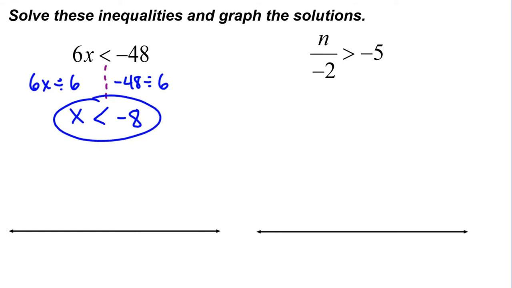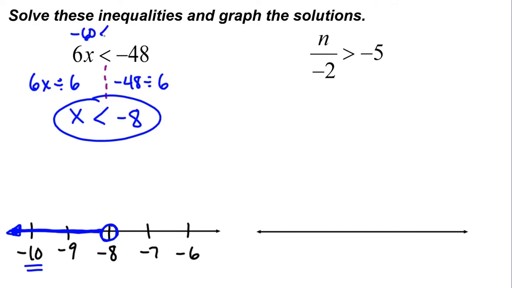That's my solution. So when I go to graph this, negative 8, negative 7, negative 6, negative 9, negative 10. X is less than negative 8. So negative 8 is not included, so that's an open circle, and it's everything to the left, which would be less than negative 8. And then again, I'm just going to pick a number over here that should be a solution. I'll pick negative 10. And if I plug that back in here, 6 times negative 10 is negative 60. Negative 60 is less than negative 48. That's true. So I know I did the right thing and I shaded the right way.